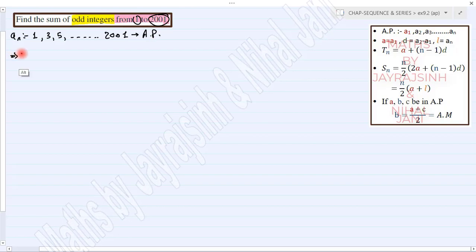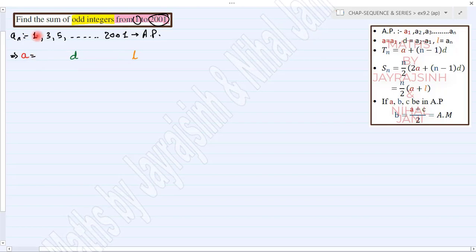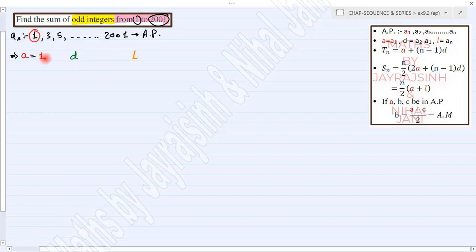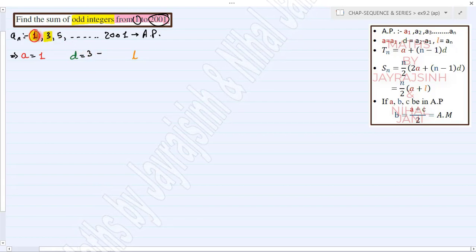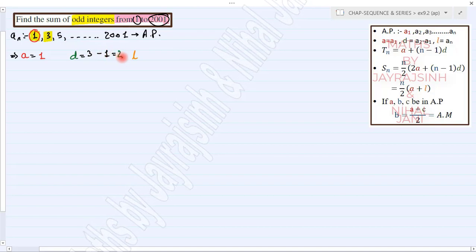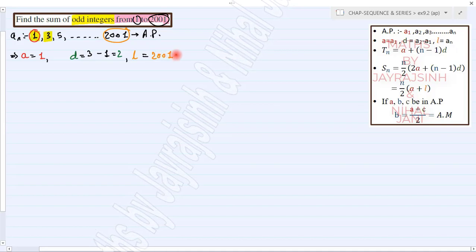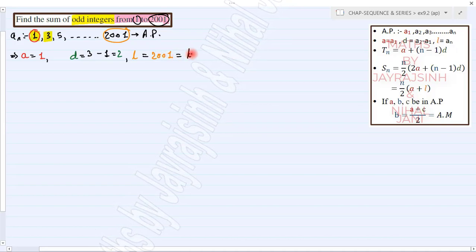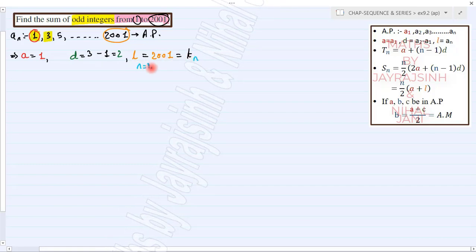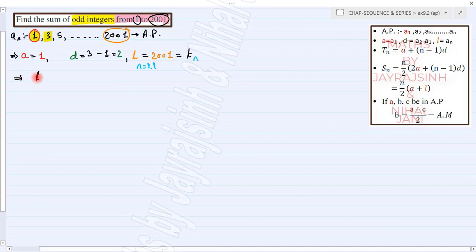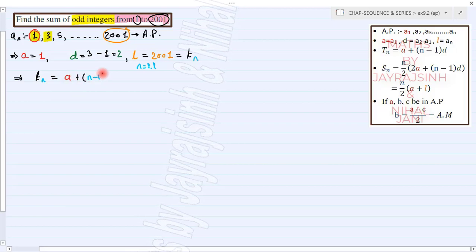Our next step is to get the basic terms of the AP. Here, your first term is 1. Then the common difference between the second term and the first term is 2. And the last term of the AP is 201, which is also your Tn, which will be helpful in your next step to get the total number of terms. So, your Tn is actually a plus (n minus 1)d.